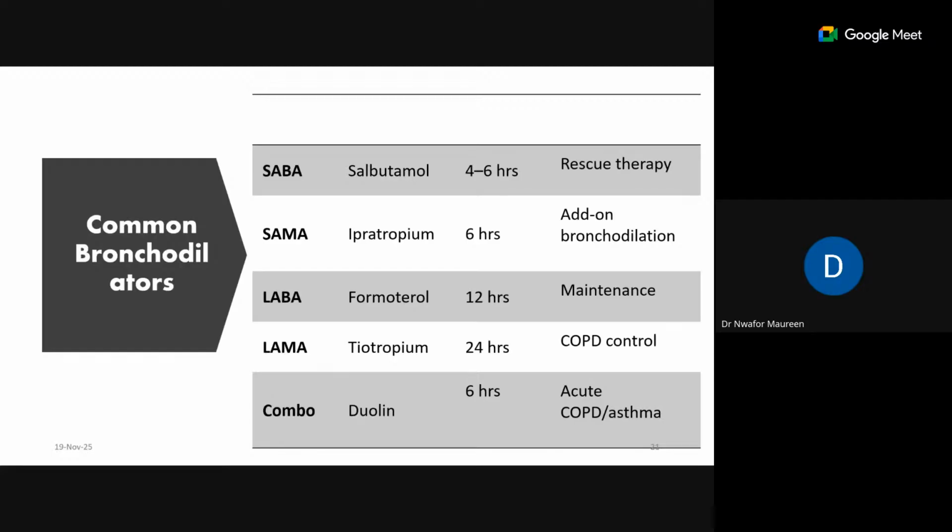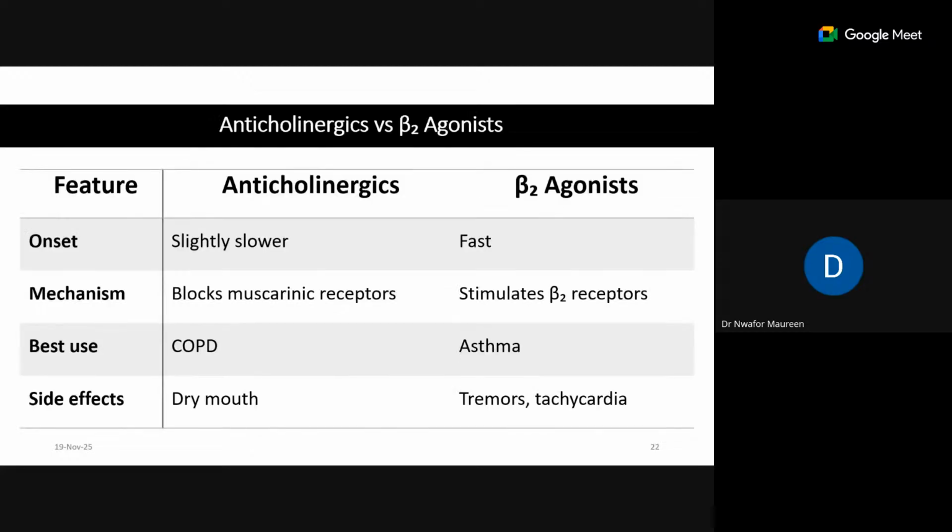Then for short-acting anticholinergic agents like ipratropium, they can act for about 6 hours. We add them on to adrenergic agents. Then the long-acting beta-adrenergic agents like formoterol can last for up to 12 hours. We use them for maintenance doses, and even in preventive management. You can still combine them.